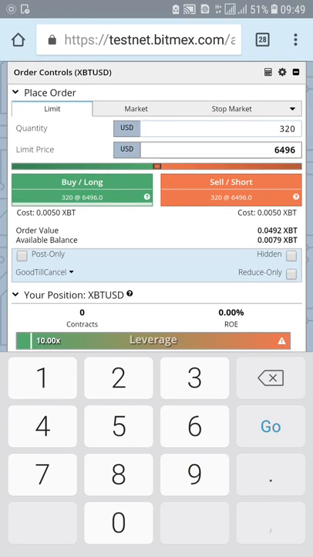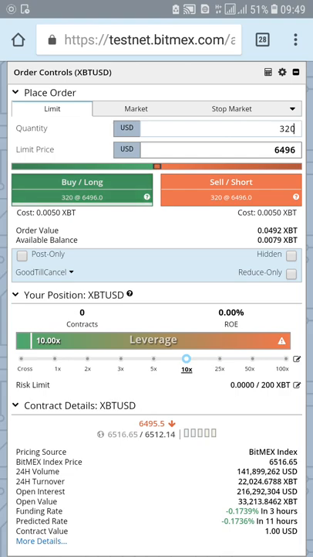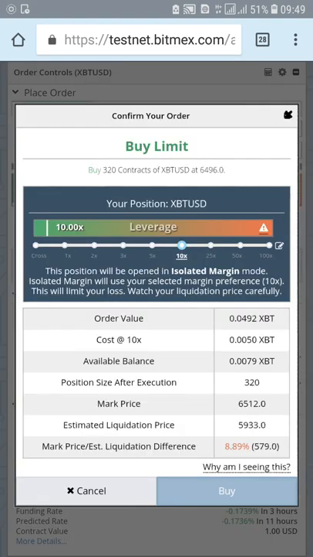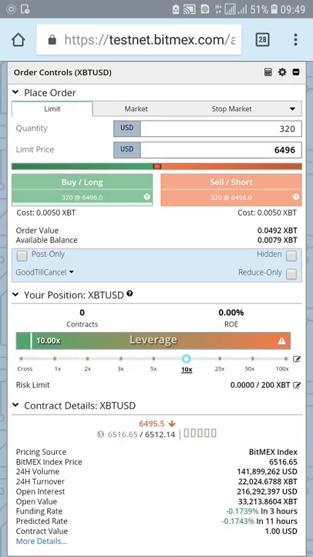So I'm going to go long. Now I'm going long. Click on buy long. My liquidation price there is 5933. So what this means is that if Bitcoin drops to 5933, I'll lose all the 0.0050 I put into this trade. So I click on buy.